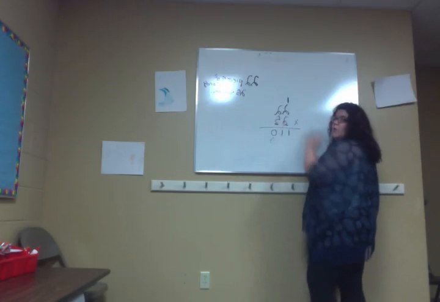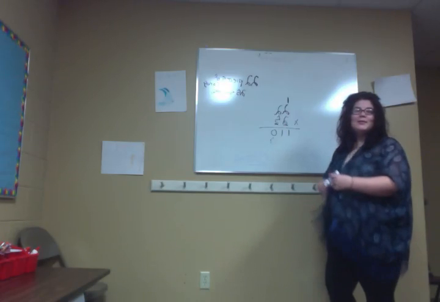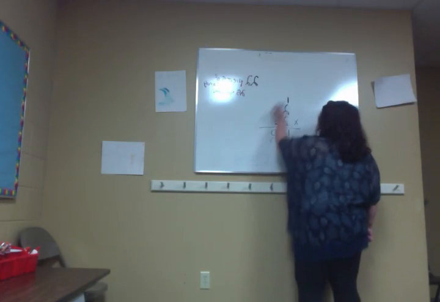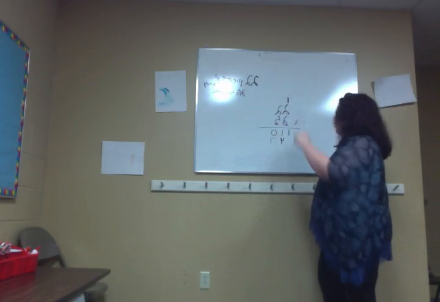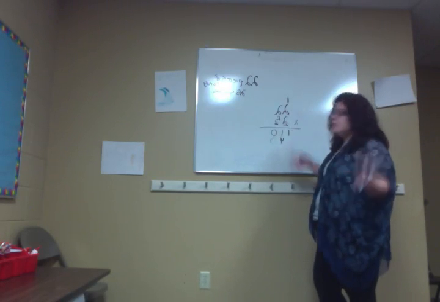What is 2 times 2? Miss Steele just gave you the answer. It's 4. So we're going to put that 4 right here. There's not a 1 to carry over, so we're just going to drop the 4 down. And then we get to do that again. 2 times 2. What is 2 times 2? 4.